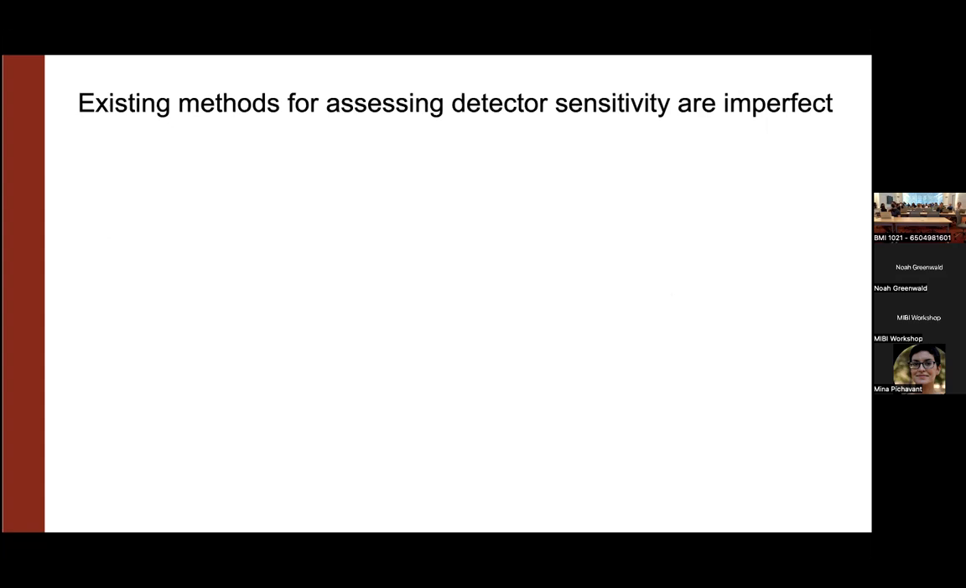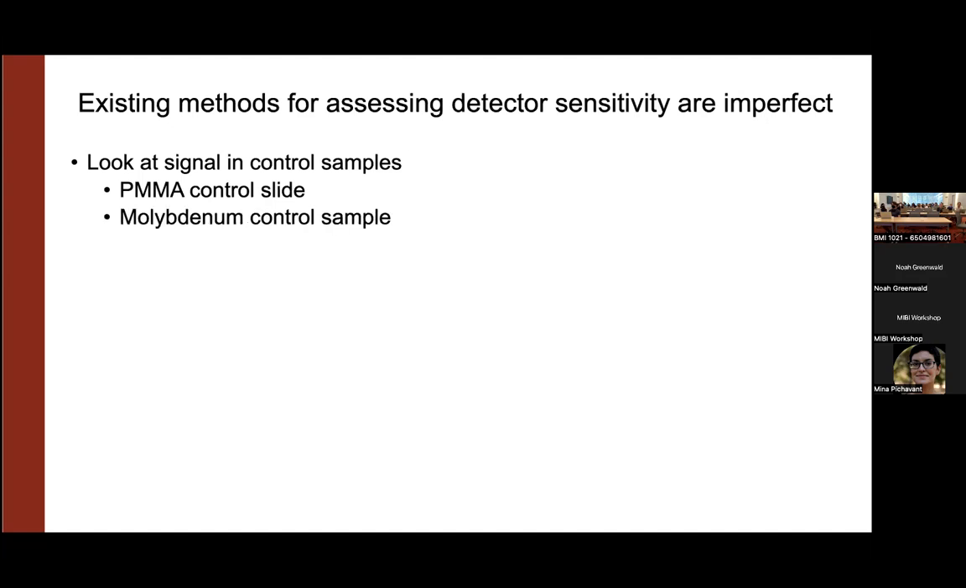Another way you could think about measuring sensitivity is looking at some sort of control sample. On the MIBI instrument, this could be running a PMMA control slide. This could be doing a molybdenum control in between your runs. And this tries to get away from the fact that in your actual sample, stuff changes for a lot of reasons, to instead have a control standard that would account for this.